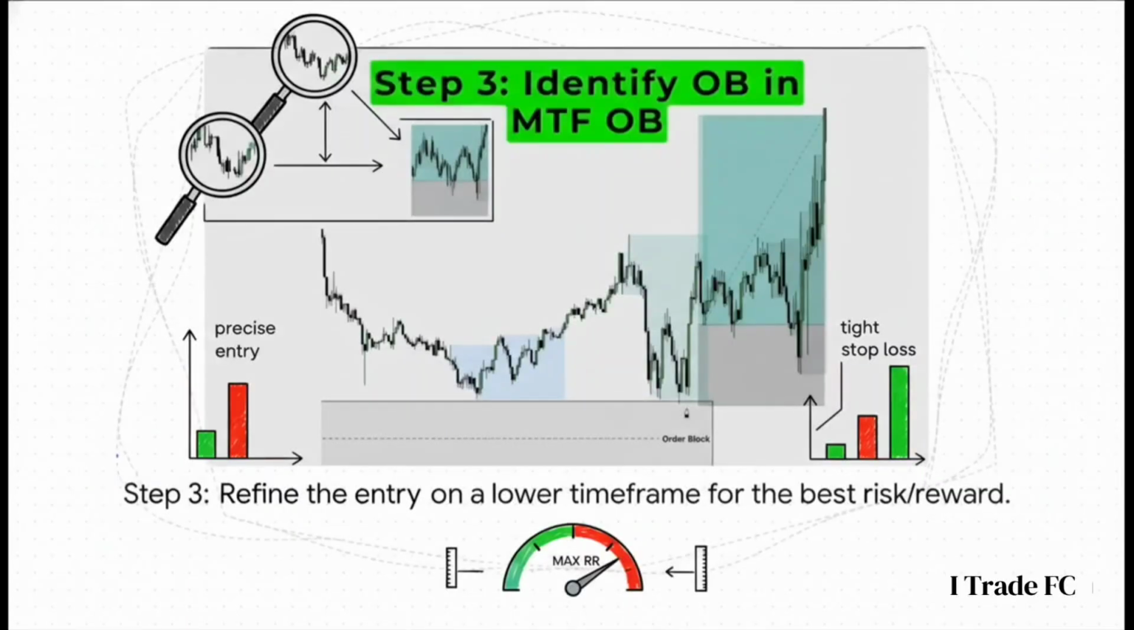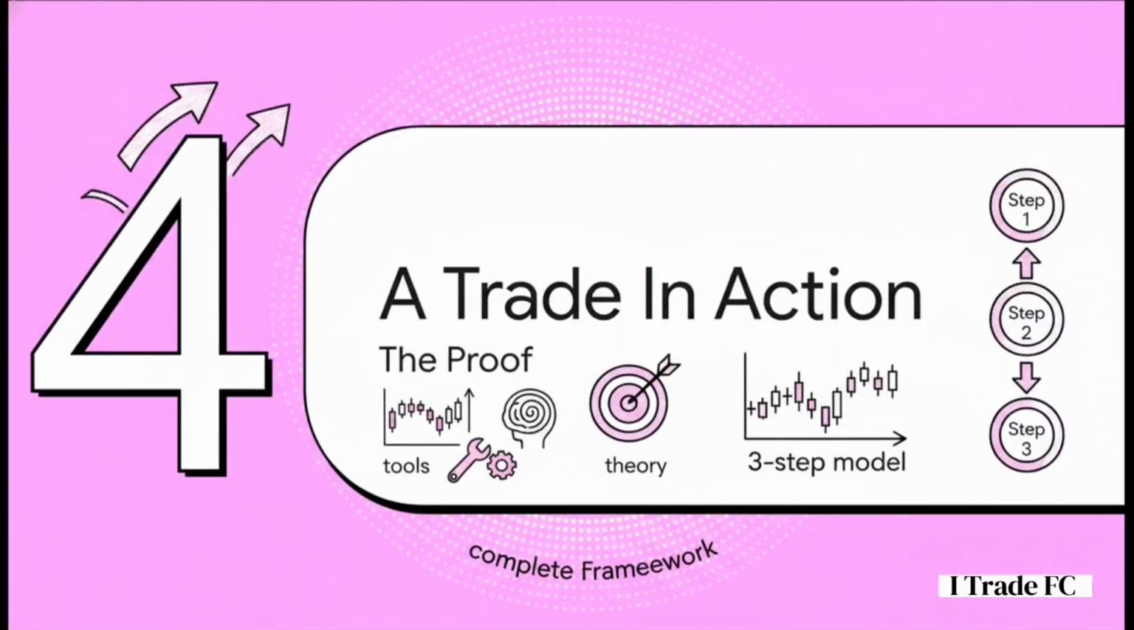And this brings us to the final and maybe the most crucial step, refinement, step 3. We drill down one last time, maybe to a 5-minute chart, to pinpoint our exact entry inside that bigger zone we found in step 2. Why do we do this? Simple. It lets us get in with a super tight stop loss, which just completely juices our potential risk to reward ratio. All right, enough theory.